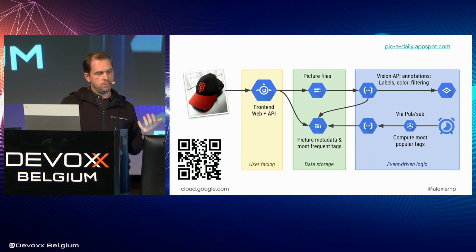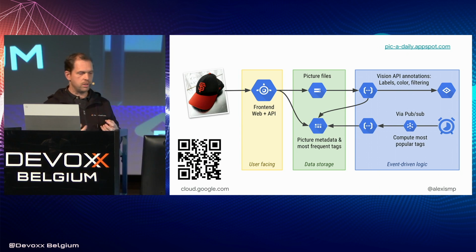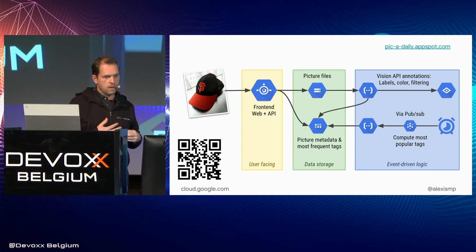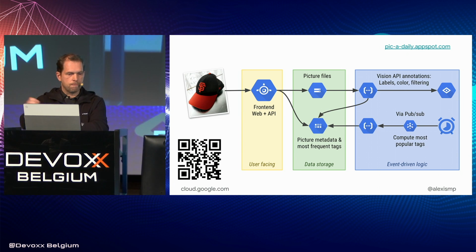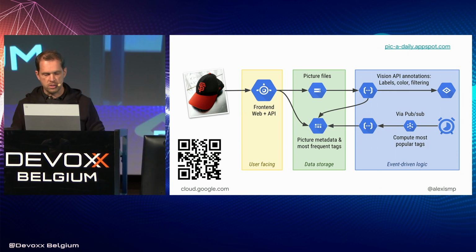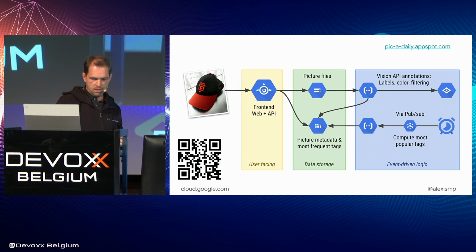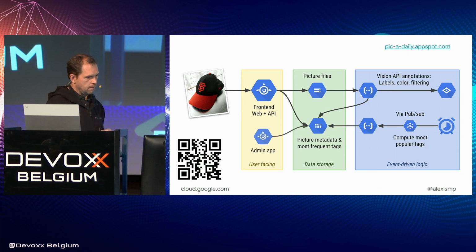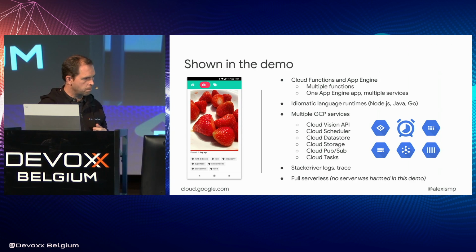And because this is kind of a time-consuming compute task, I do have the ability, on a regular basis, with Cloud Scheduler, to recompute the entire set of tags and how frequently they appear. I also have an admin module, which in this case is written in Go, the rest is written in Java, and the function is written in Node, to again look at what's been uploaded and play my admin role.